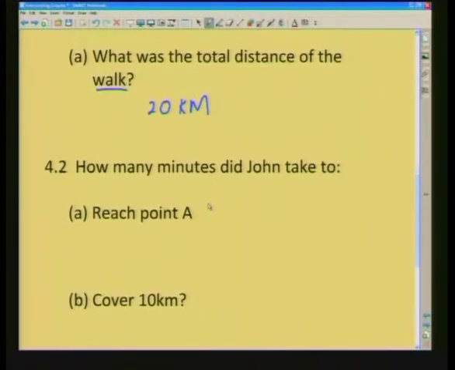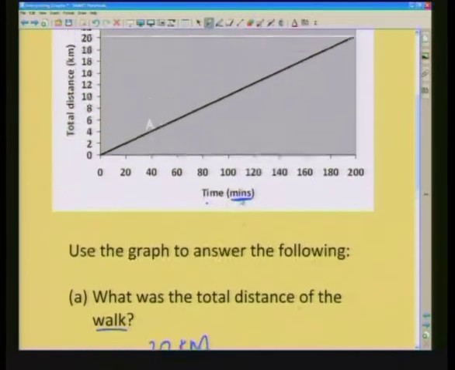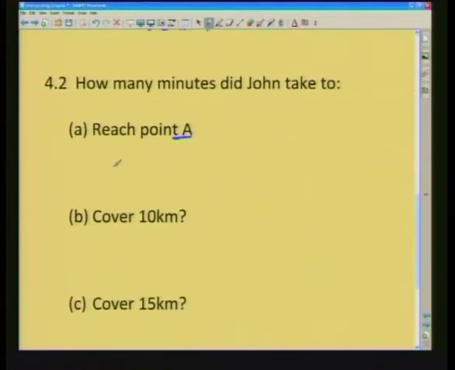We then would like to know in 4.2, how many minutes did John take to reach point A? So in order to determine that, we go to point A on the graph. That's a distance of about 4 kilometers on the y-axis. To find out the time, we just drop down onto the x-axis, and we see that the time taken to reach point A is 40 minutes. So therefore 40 minutes to reach point A.